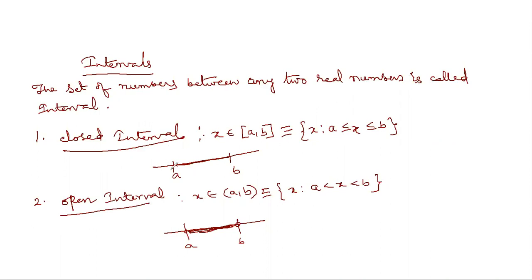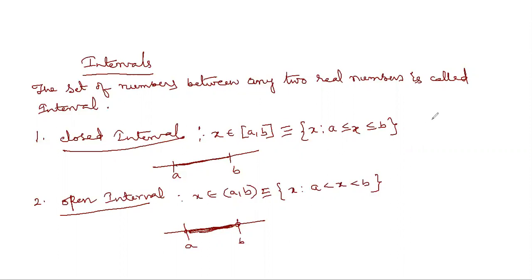What is meant by a closed interval? Let us suppose that x belongs to [a, b]. This is the symbol for closed interval. X belongs to closed [a, b]. What is the meaning of that? That is, both a and b are included.